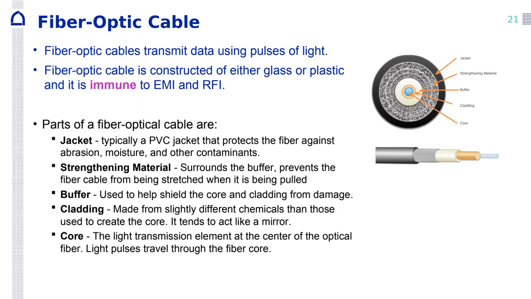الفايبر optic transmits data using pulses of light. It is constructed of either glass or plastic and is immune to EMI and RFI. This is very good. ما يتأثر, it is not affected by EMI or RFI, اللي هو noise, electromagnetic noise or radio frequency interference. Parts of the fiber optic cable, please look at the parts here.